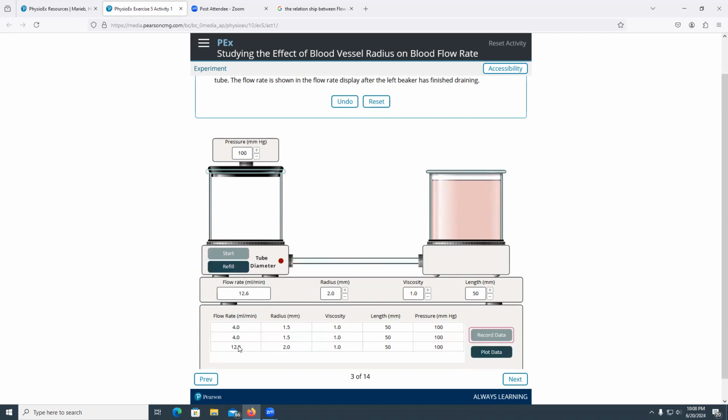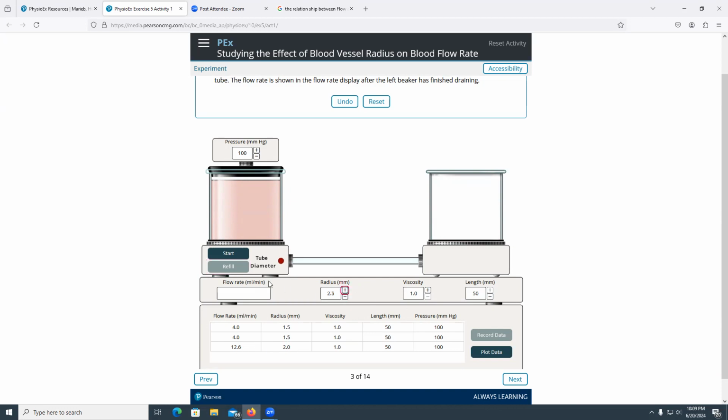Let's record data and then let's refill. So now we saw that the flow rate increased almost 4 times. So yeah, it's R to the power of 4. So the radius went up by 0.5 millimeters. So 0.5 times, so this is like 25 times 20. So it went almost 4 times.